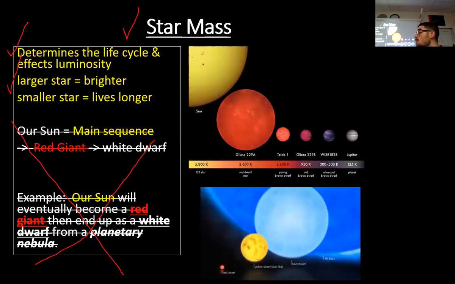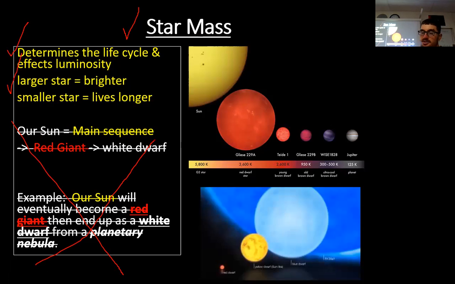Okay. So what does star mass do? It determines the life cycle of a star. It determines the life cycle and the luminosity. So how large a star is determines how bright it is. The larger the star, the brighter it is. But if the star is smaller, it's going to live longer because it's using up less of its fuel, less of its helium, you could say, right?